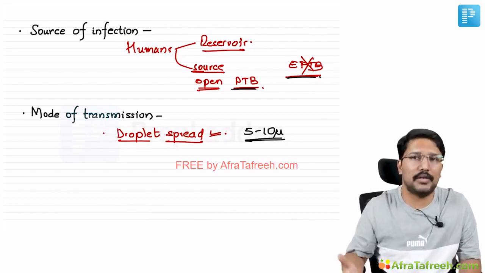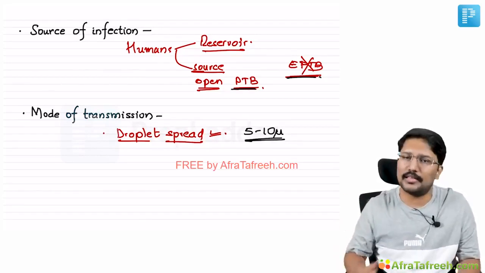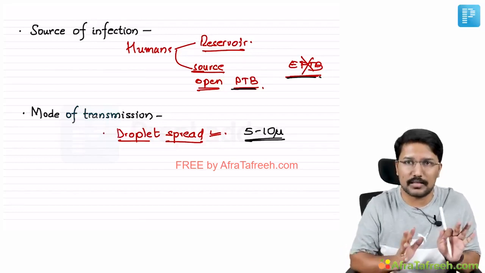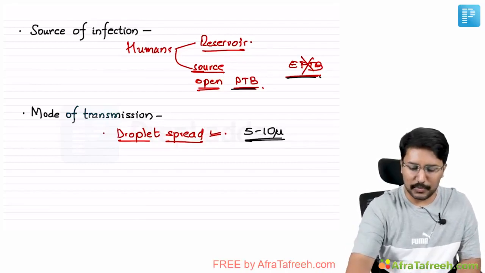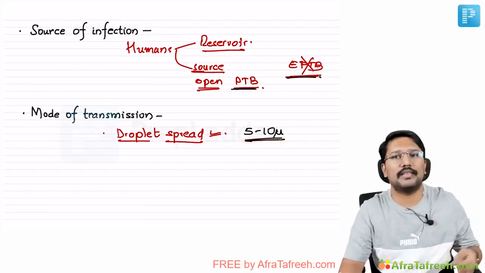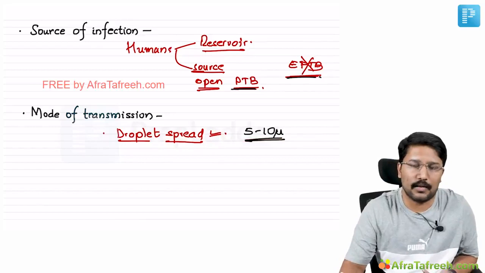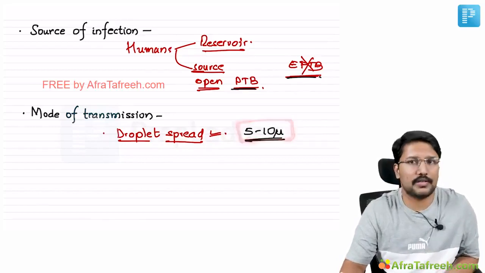From there, yes, there can be dissemination, secondary inoculation, other sites, and infection can occur. But primarily, it is an infection of the lung parenchyma, right? So that means these bacilli, these droplets, have to reach the lower airway. Can these particles reach? Obviously no, right?